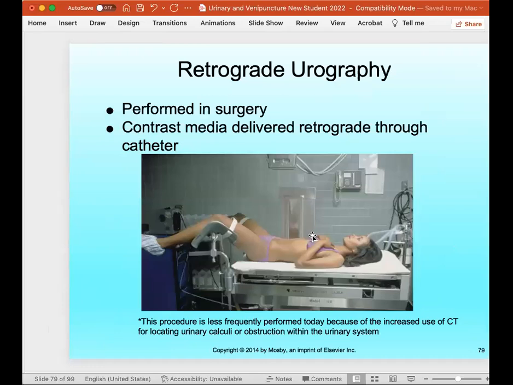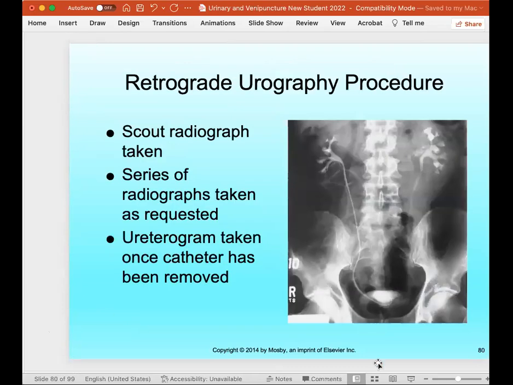Okay, then we're moving on to another exam. This is called a retrograde urogram. It's performed in surgery. It's called retrograde because it's going in the opposite direction, right? Contrast media is delivered retrograde through the catheter. And this is what it looks like. It's going in through the urethra into the bladder, and we would inject, so it's going upward versus downward. So it's retrograde.